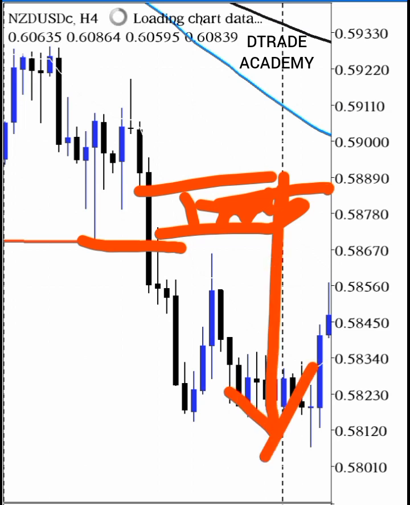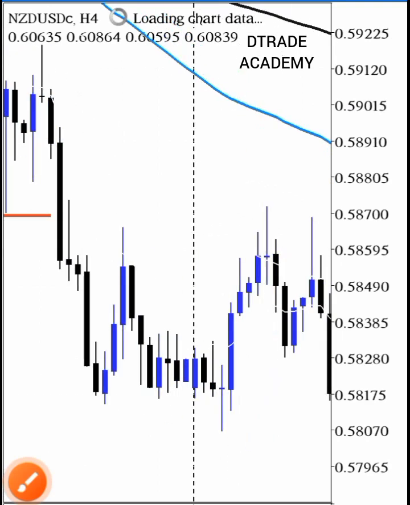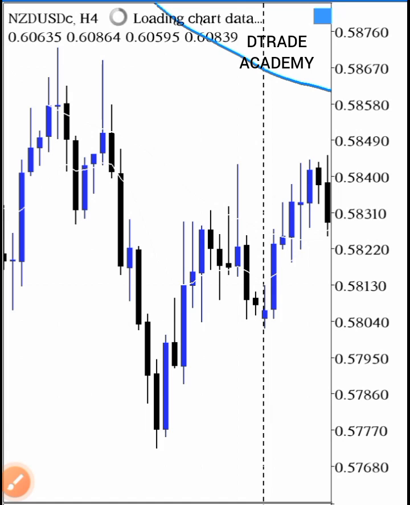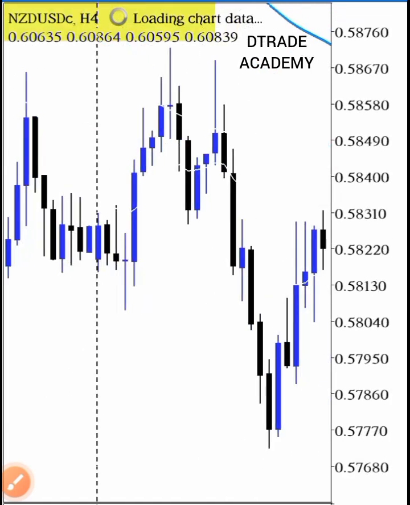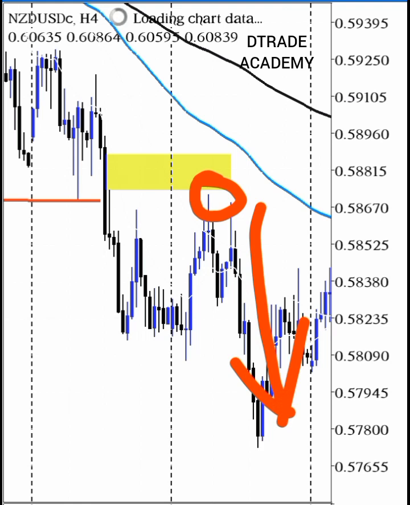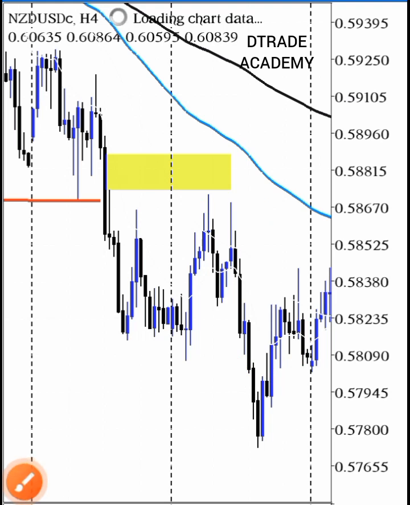So you have to be patient enough. Don't just jump into any setup. Allow price to come to that zone. But in this scenario, price nearly escaped the zone. It didn't touch the zone. But if you go to a lower time frame, you will see a touch. So I'm going to be giving an entry model on this, but I'll be making this video into two parts, because I always want to make my videos very short.